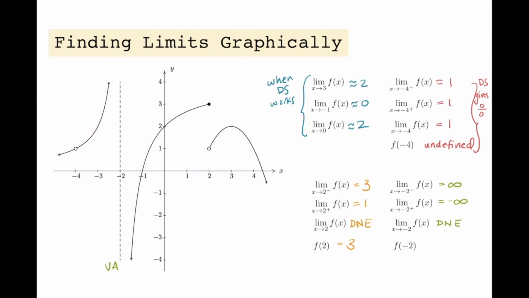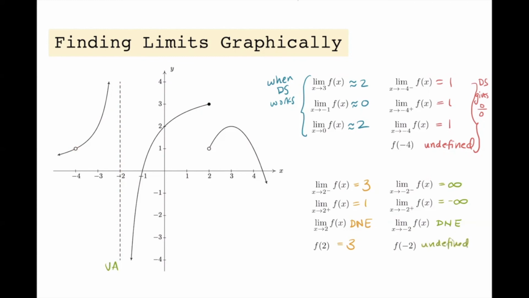Lastly, the function value at -2. What do we get when we plug in -2 into the function? Well, we can't. There is no point on the graph. There's no point filled in. Just like this hole here, there's no solid point above or below -2. So this one is undefined.